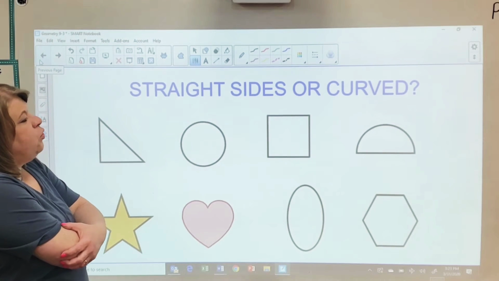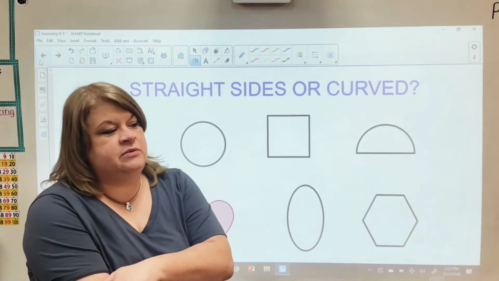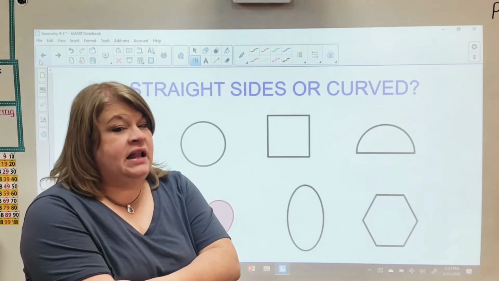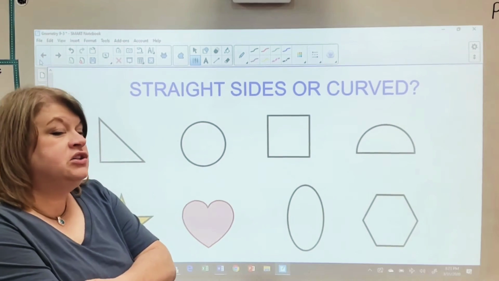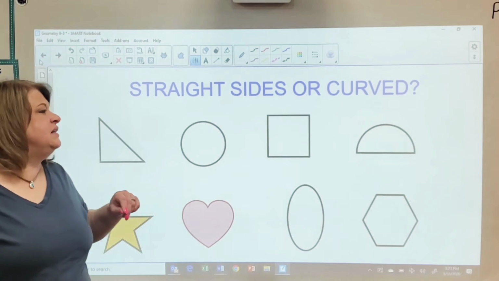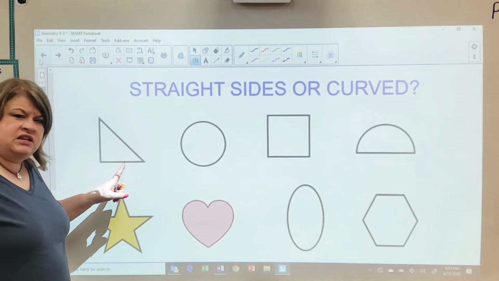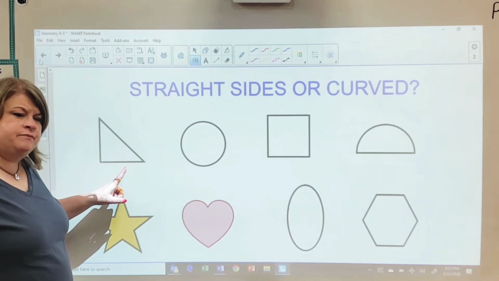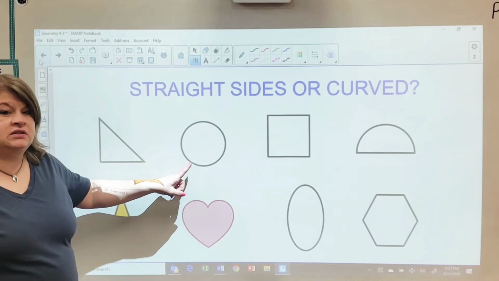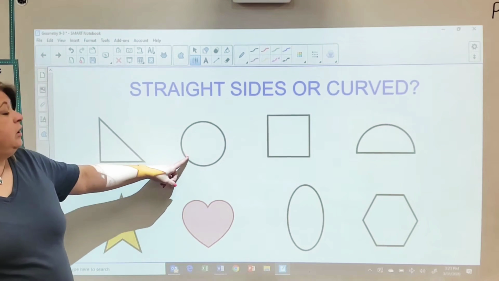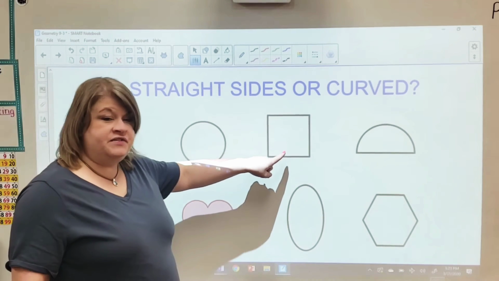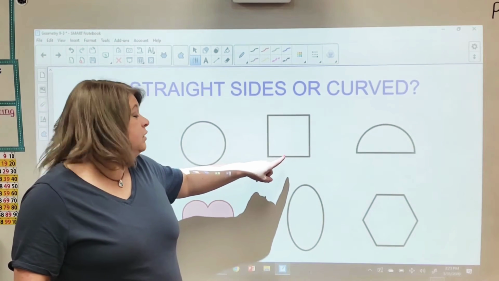Straight sides or curved. If it's a polygon, it has to be a closed figure with straight sides. Let's look and see if these are straight sides. Does this have straight sides or curved sides? These look straight to me, right? What about this? Definitely a curve. It's all a curve, isn't it? That's not any straight sides. Does this have straight sides or curved sides? Straight sides.